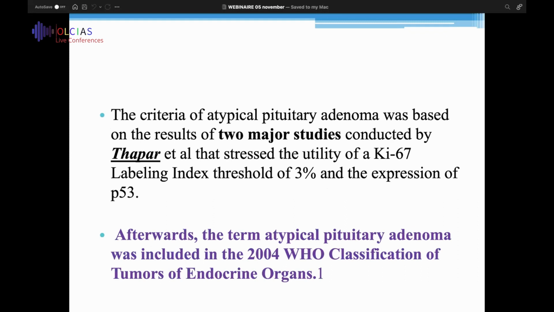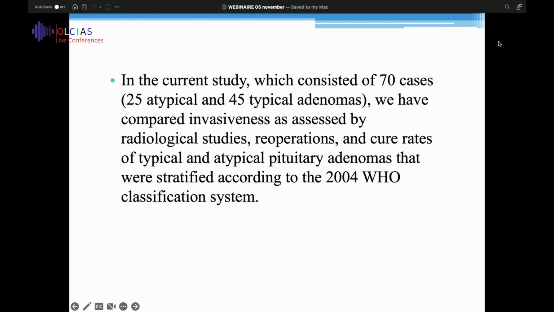The criteria of atypical pituitary adenoma was based on the result of two major studies conducted by Tupper. And these two studies stressed the utility of ki-67 labeling index threshold of 3% and also the immunoreactivity or expression of p53. Afterwards, the term atypical pituitary adenoma was included in the 2004 World Health Organization classification of tumors of endocrine organs. Next one.